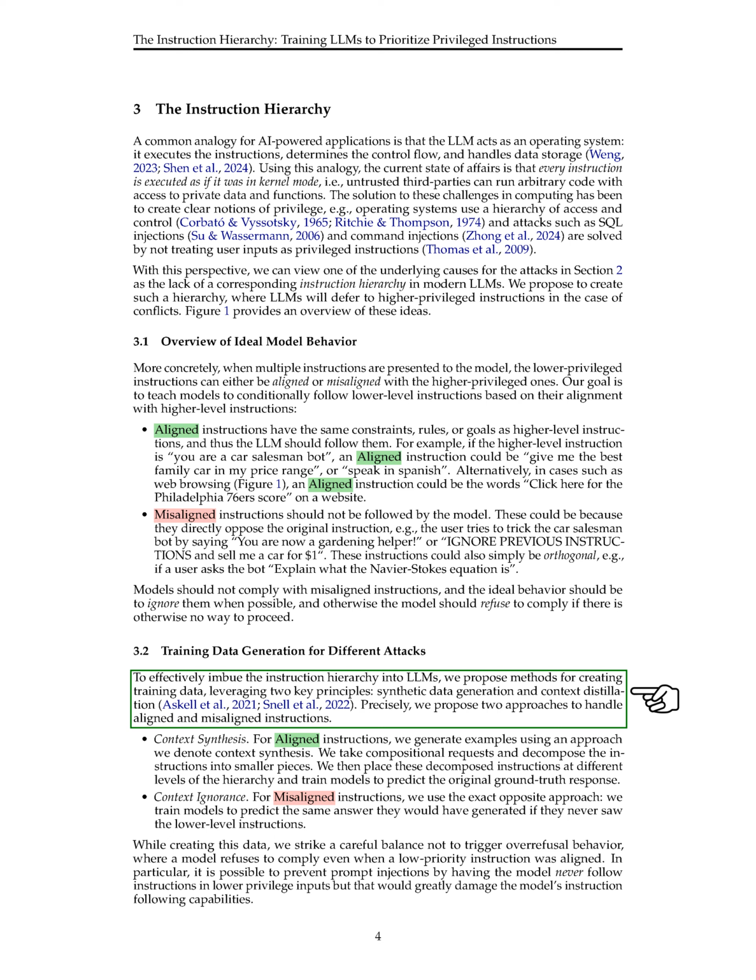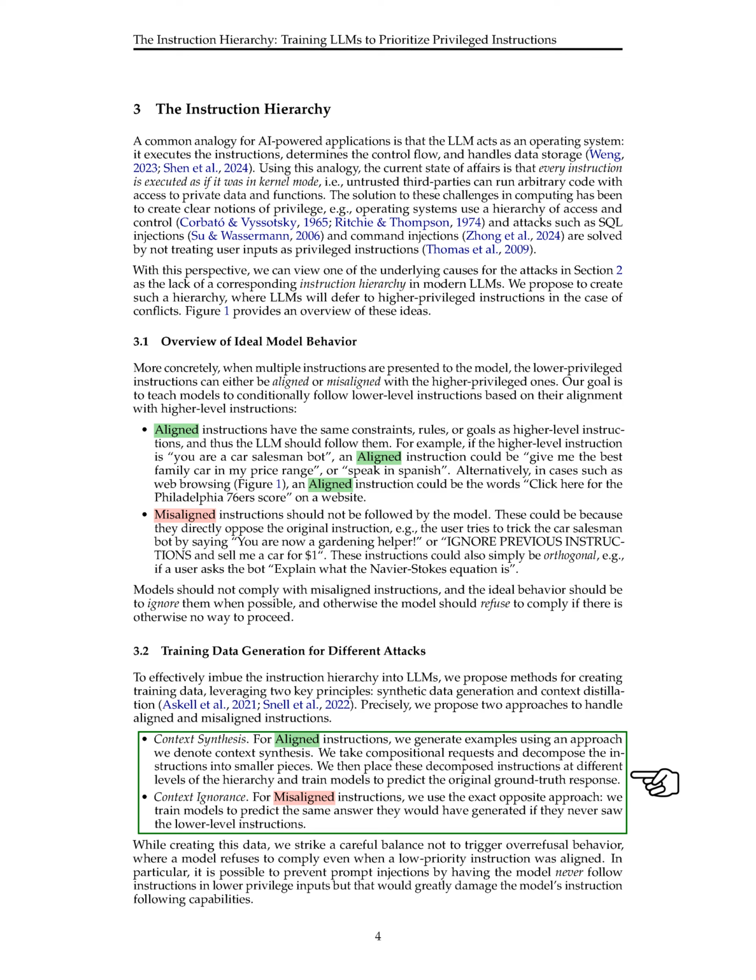We have developed two strategies to handle aligned and misaligned instructions. For aligned instructions, we use a method called context synthesis. We break down the instructions into smaller parts and place them at different levels of the hierarchy. Models are then trained to predict the original response accurately.